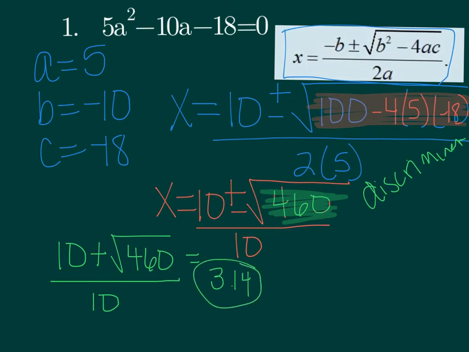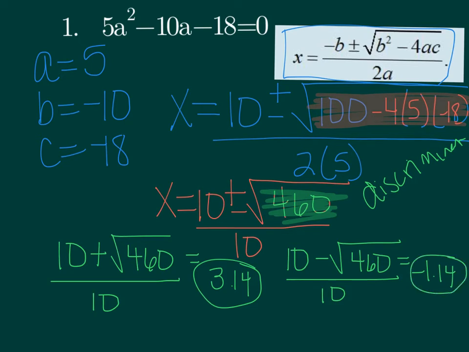Okay. Now for my second solution, I'm going to do the minus. So 10 minus the square root of 460, put in an equal sign, then divide by 10, okay? If you don't hit that equal sign before you divide, every single answer will be wrong. And I'm going to get negative 1.14. And those are my two answers.